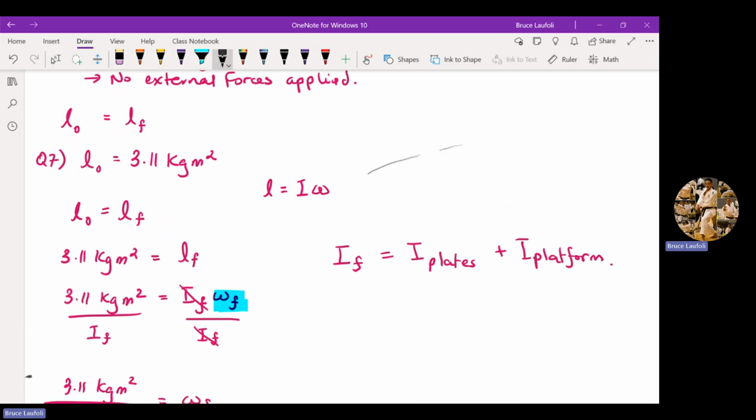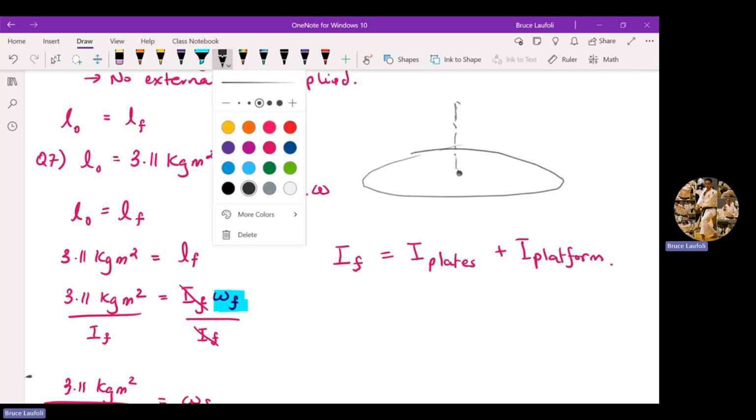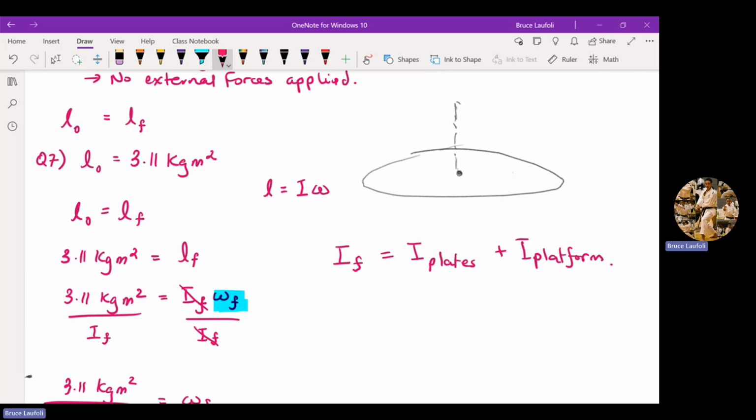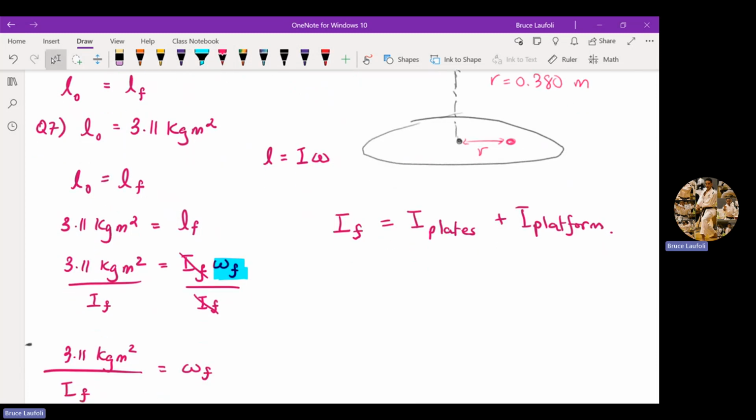If we have a circle or a platform, here is the axis of rotation in the middle. Let me just draw this up. We have our plate situated on the outside, and we have this new radius over here as 0.380. So let's figure this out. Let's do the rotational inertia of the plates first.